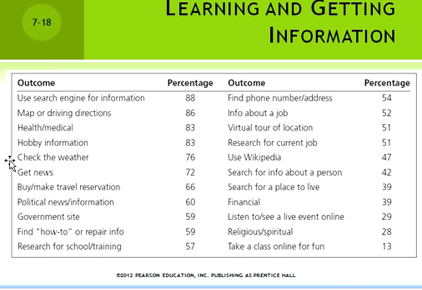In other words, we are talking about access to the internet, getting health information, getting hobby information, checking the weather, getting news, making travel reservations. Lots of people are doing that, getting some political news, also finding out how to repair things as an example, research for school or training purposes, finding phone numbers, info about jobs, virtual tours of locations, etc. As you can see, there is even religious and spiritual information, listening to live events online, and taking a class online for fun as well.